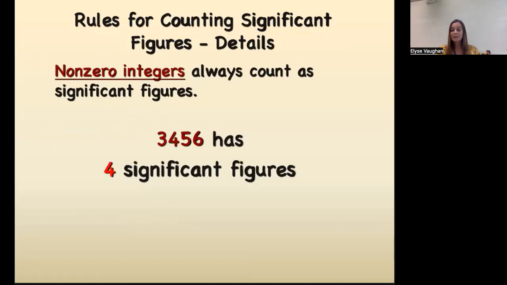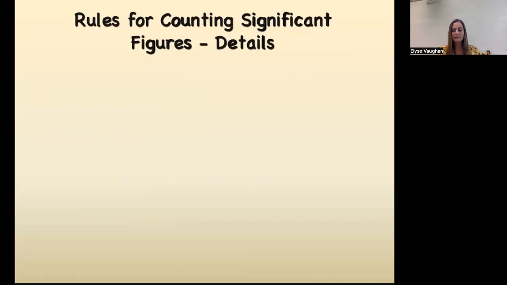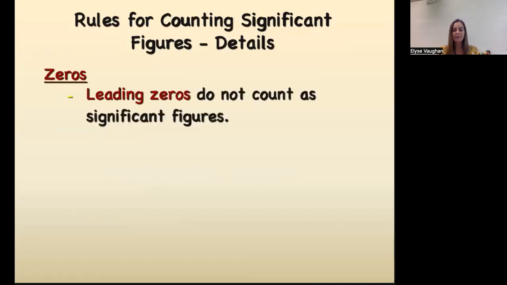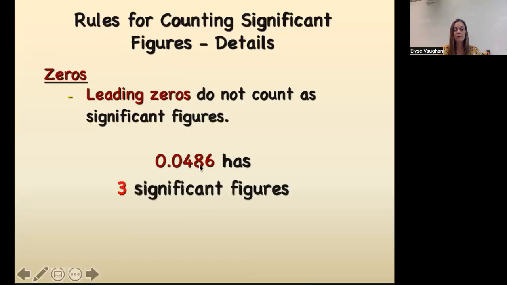The rest of the rules have to do with zeros. When we look at a leading zero, this is a 0 on the left-hand end of a number, then leading zeros never count. Leading, never. So 0.0486 has only 3 significant figures, the 4, the 8, and the 6. These 2 zeros are not significant. Do they matter to the value of the number? Absolutely, but they are not considered significant figures.